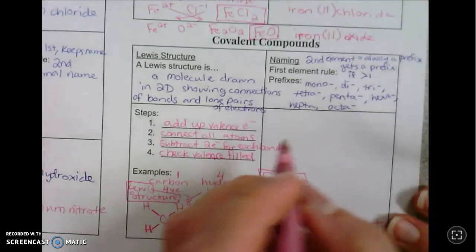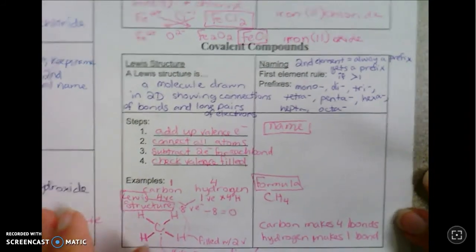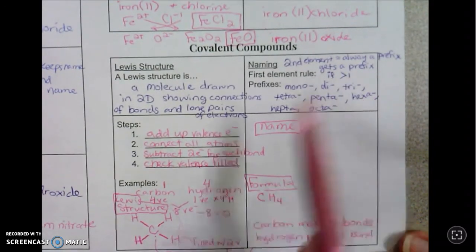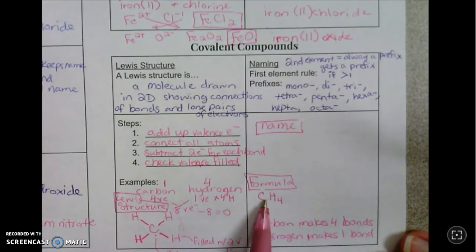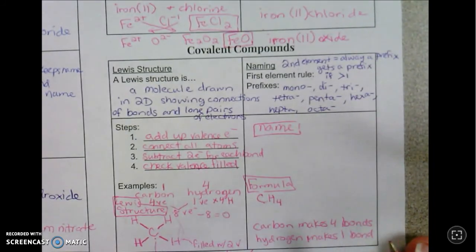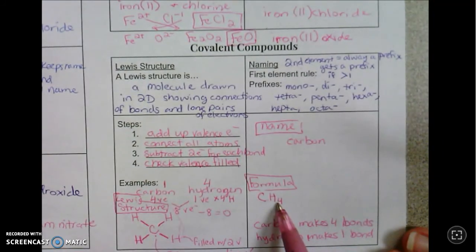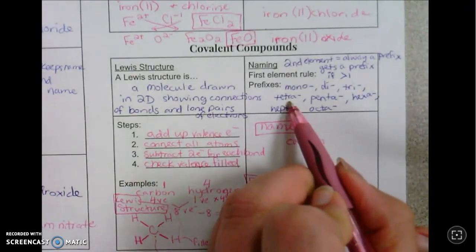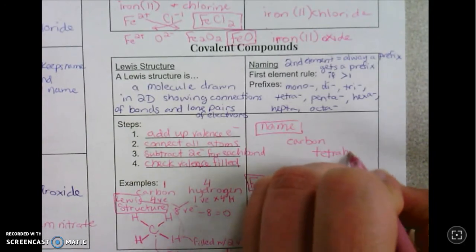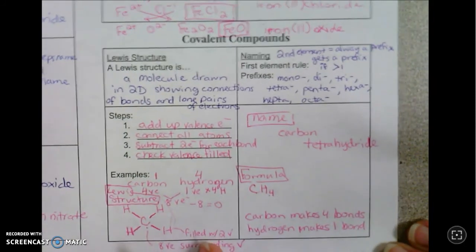And then if we wanted to write the name, remember that the first element will only get a prefix if there's more than one of them. Carbon, we don't have more than one carbon, so it's not going to get a prefix. The second one is always going to get a prefix, and that prefix tells you how many of them there are. So we're just going to write carbon, and then we need a prefix for hydrogen. There are 4 hydrogens, and the prefix that means 4 is tetra. So we're going to write carbon tetrahydride. So it's going to end in that "ide" ending, just like our ionic compounds did.